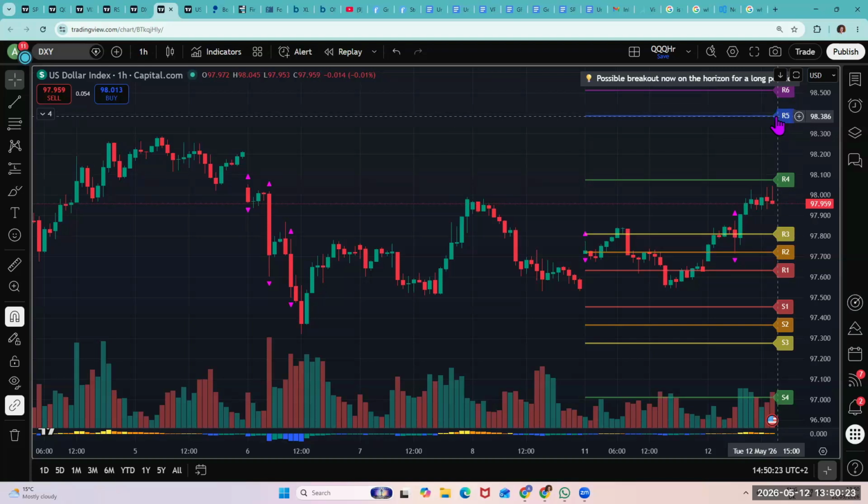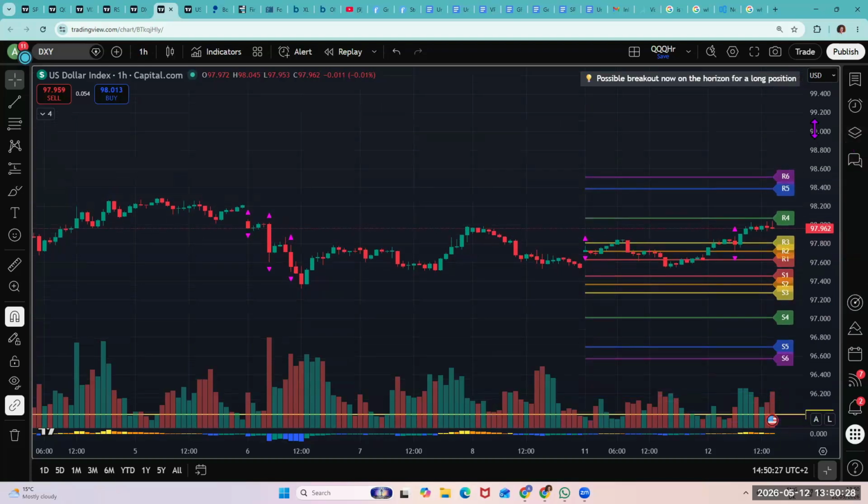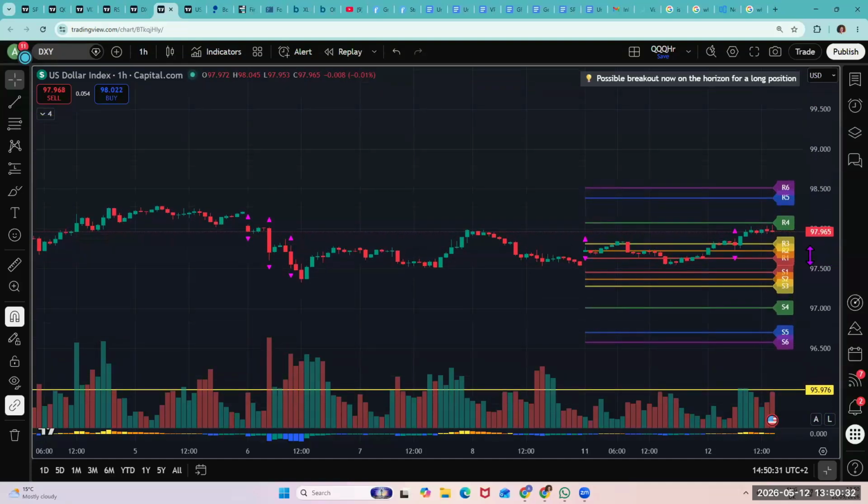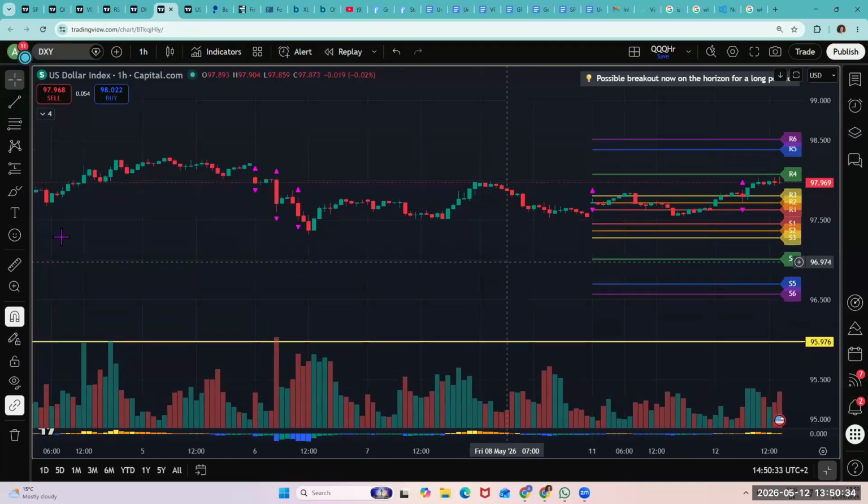Well, it's the 98. Then we're back into those levels on the daily. And obviously we're some way away from the 100 level that we can see here. So that's what's shaping up on the Dixie.